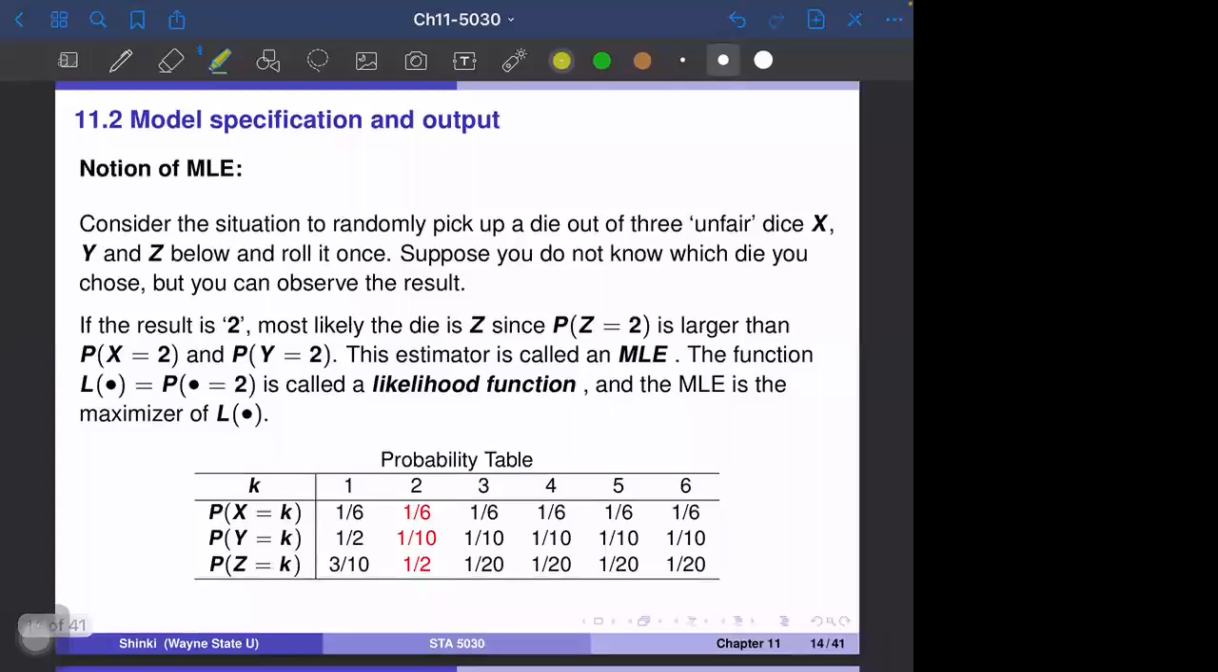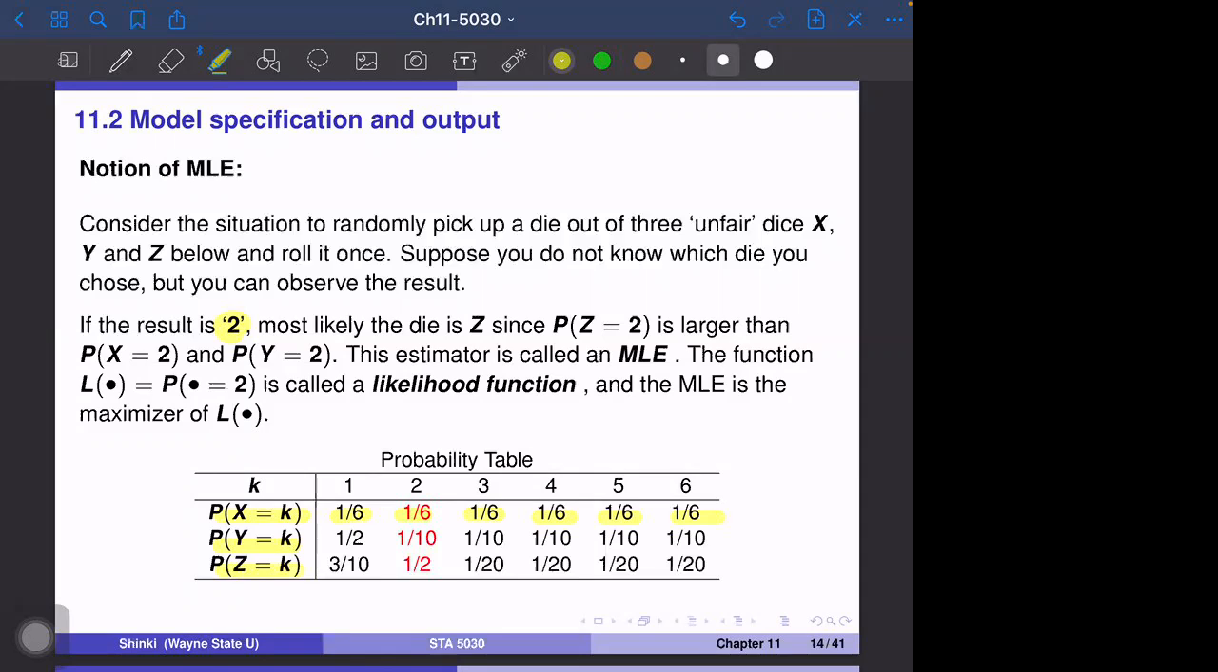So this is a basic example and not related to the multiple linear regression. Consider the situation that we randomly pick up a die out of 3 unfair dice, X, Y, and Z, and we roll it once. Suppose that you don't know which die you chose, but you can observe the result. Suppose the result is the face of 2. Then we have the 3 dice, X, Y, and Z.